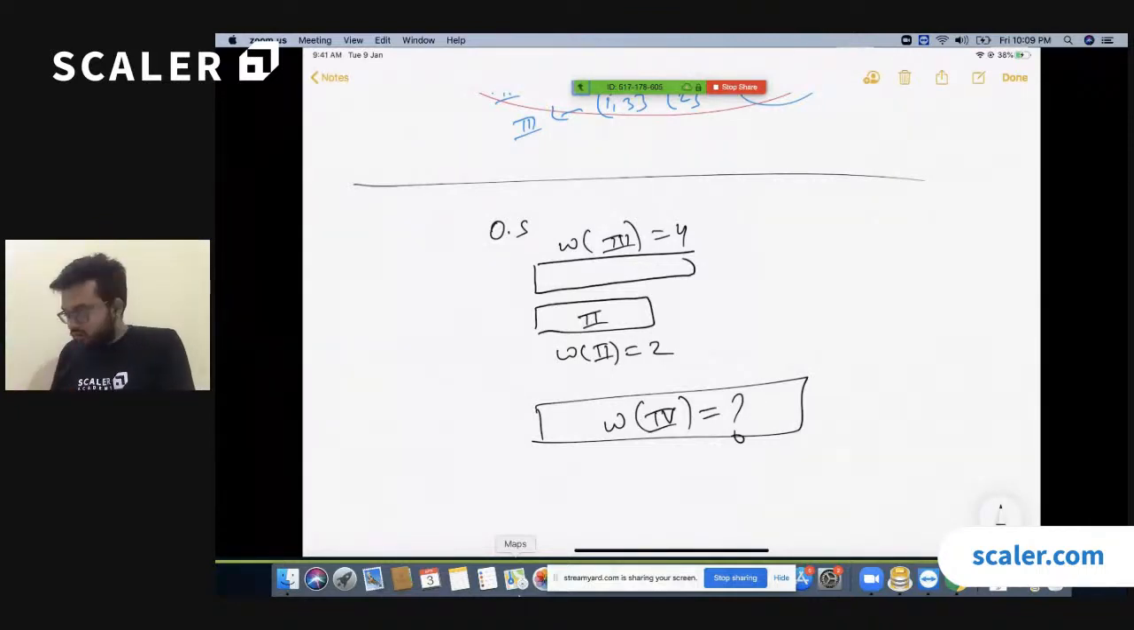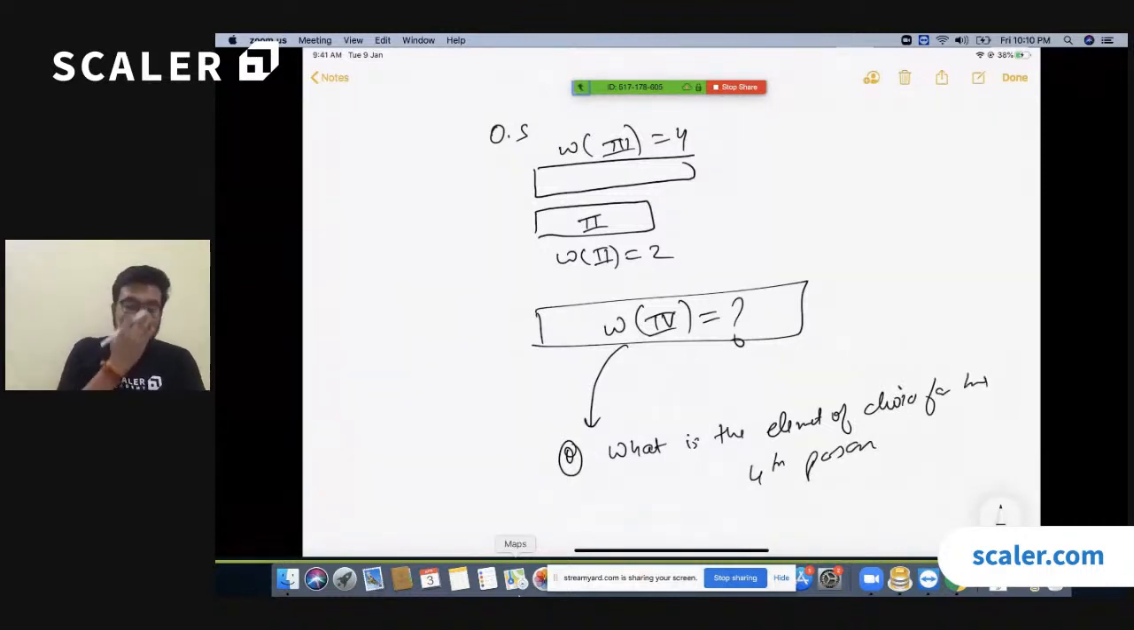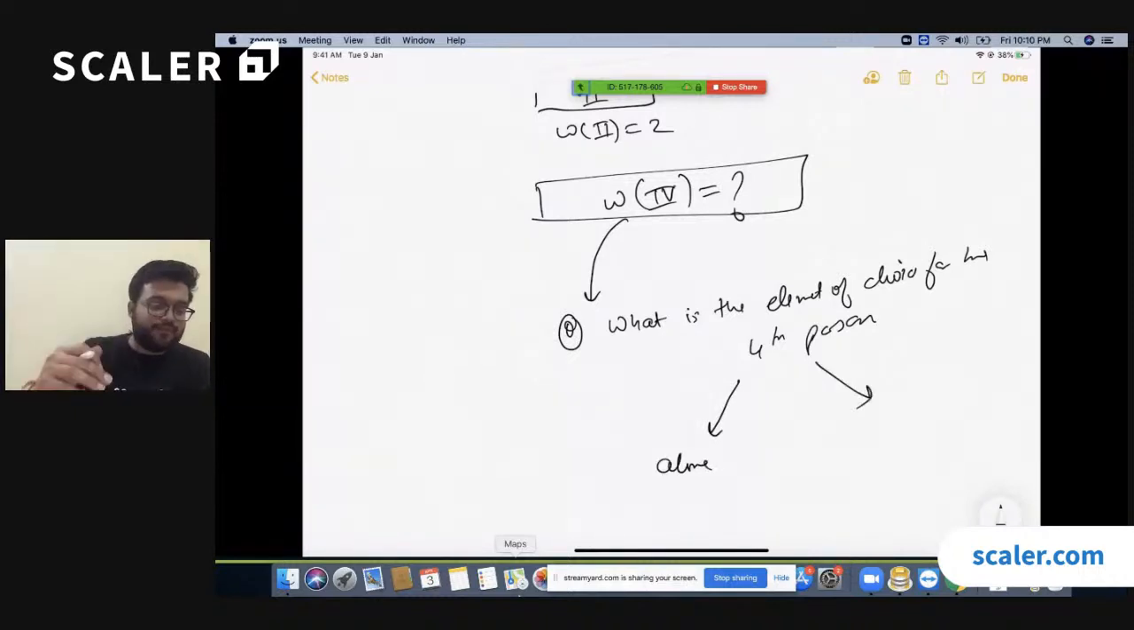To figure that out, try to answer the question: what is the element of choice for the 4th person? Can you guys think about it for a minute? What is the element of choice? The 4th person, the first choice that he has is to enjoy the party alone. Does it make sense, people? The 4th person can either enjoy the party alone, or he or she can pair up with anybody else.